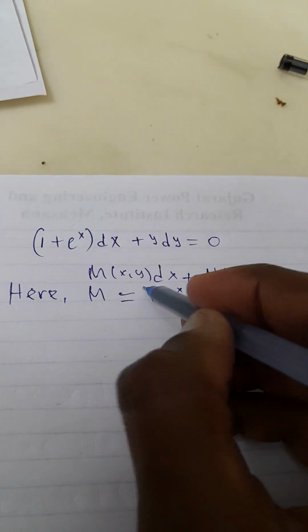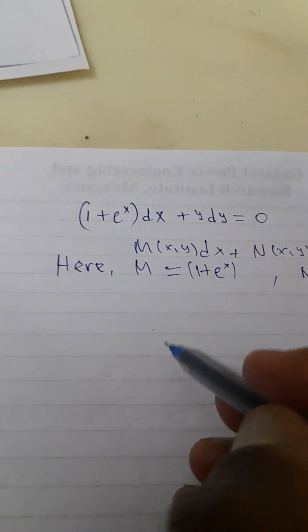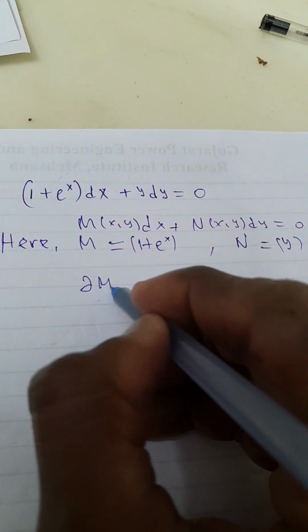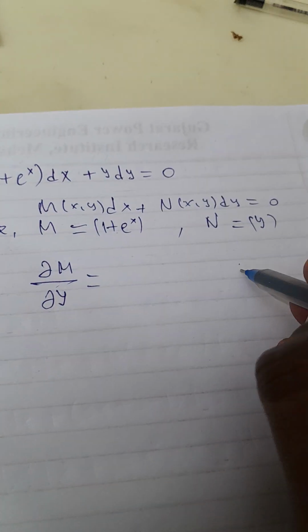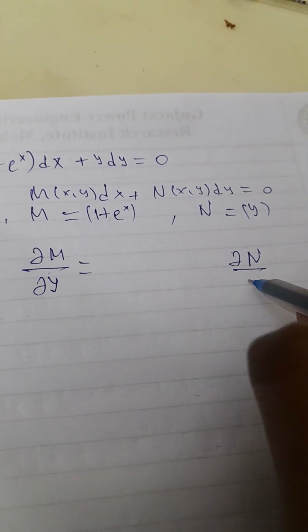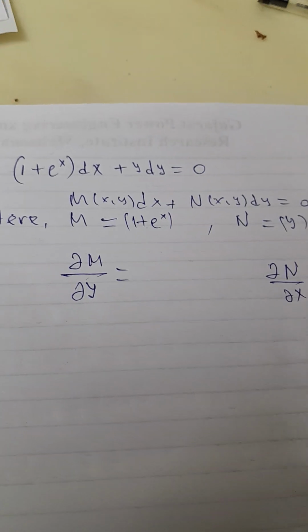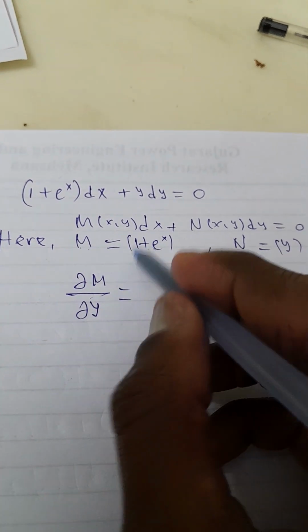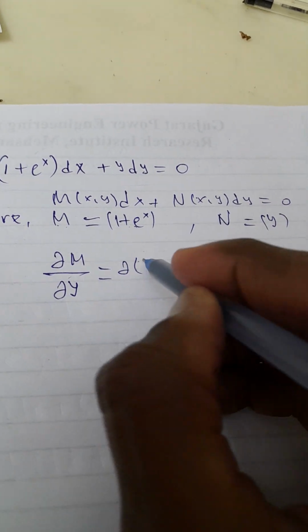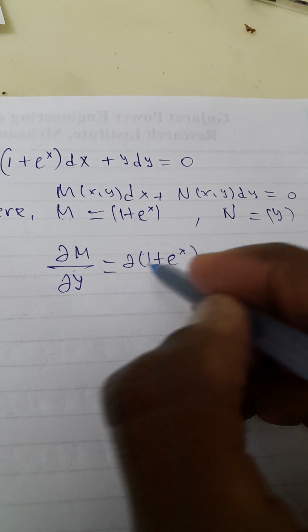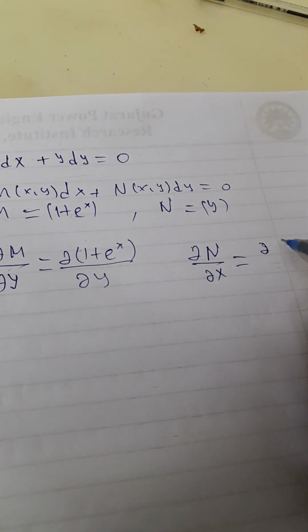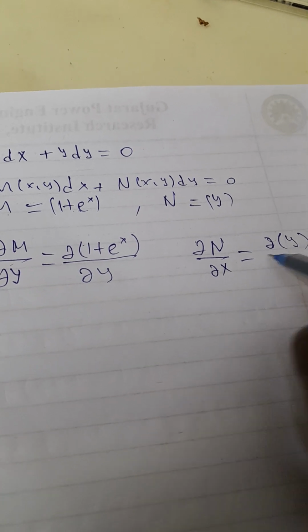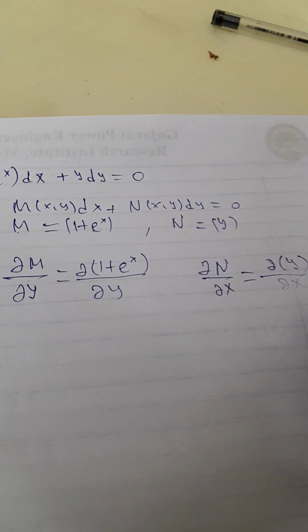Now, what's the next step? This is M and this is N. Now find the partial derivative of M with respect to y, and find the partial derivative of N with respect to x. So now let us check. This will be the derivative of 1 plus e to the power x with respect to y, and here the derivative of y with respect to x.